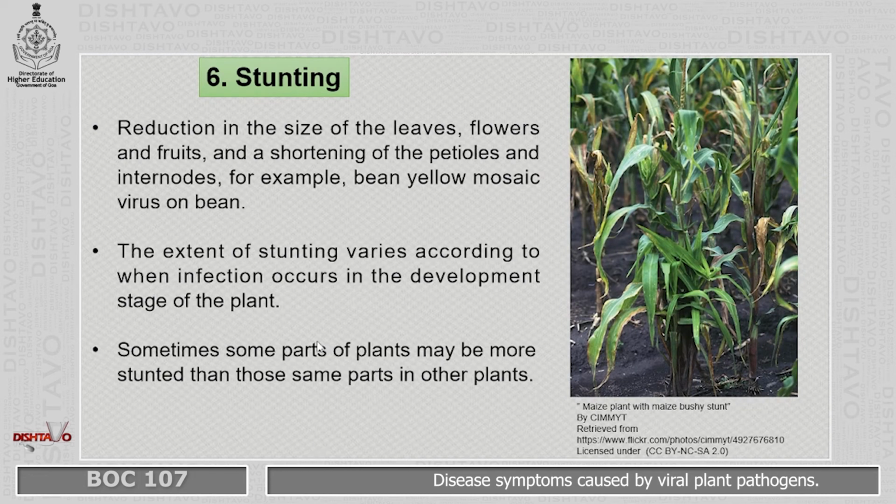The sixth symptom is stunting. There is a reduction in the size of leaves, flowers and fruits, and a shortening of the petiole and internode, for example, bean yellow mosaic virus on beans. The extent of stunting varies according to when infection occurs in the developmental stages of the plant. Sometimes some parts of plants may be more stunted than those same parts in other plants. Now if you see, this is a maize plant which actually grows tall, but because of this symptom of stunting, the plant is short.